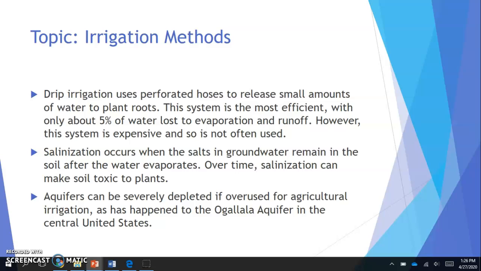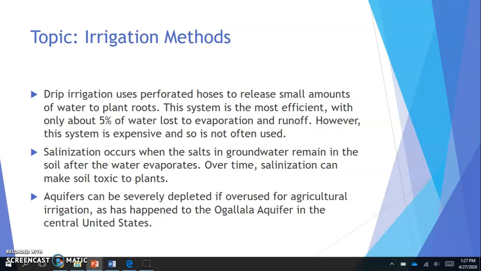Something to be aware of is something called salinization. This occurs when the salts in groundwater remain in the soil after the water evaporates. Over time, this can make soil toxic to plants. The water that we use does contain salt. Basically what happens is if you deposit too much of that salt in the soil, the water is going to evaporate. Okay, so the water will evaporate back into our hydrologic cycle, but the salts don't go with it.